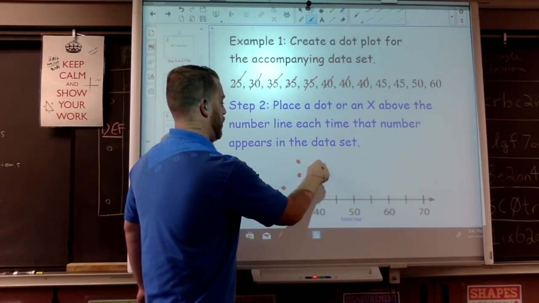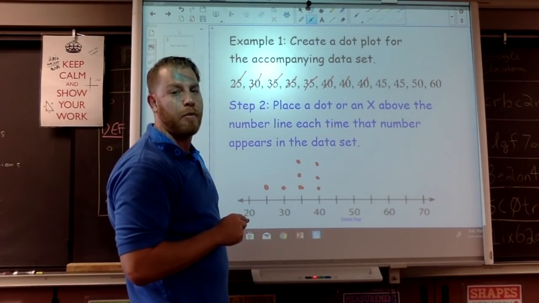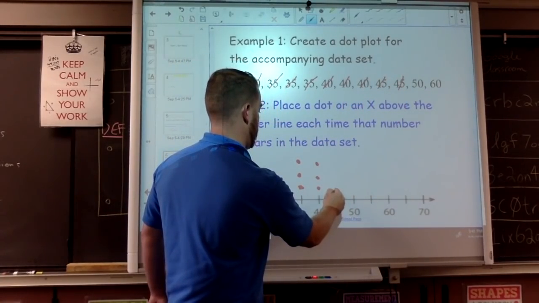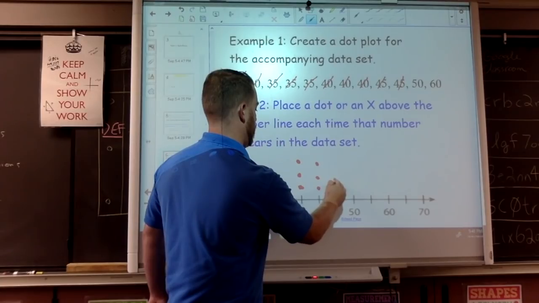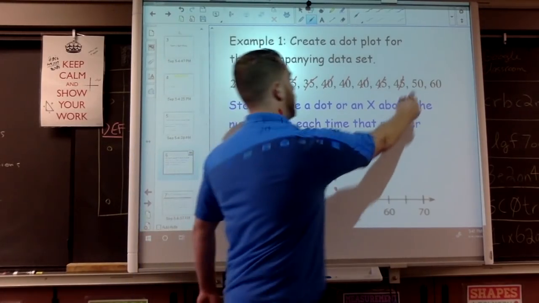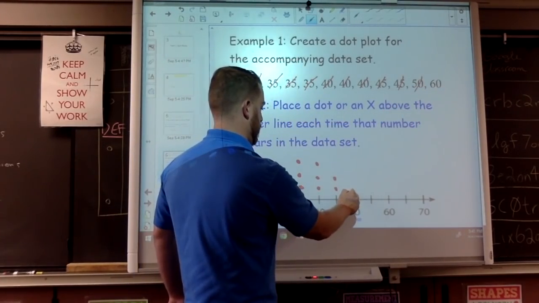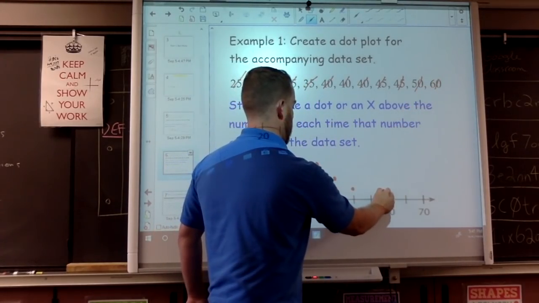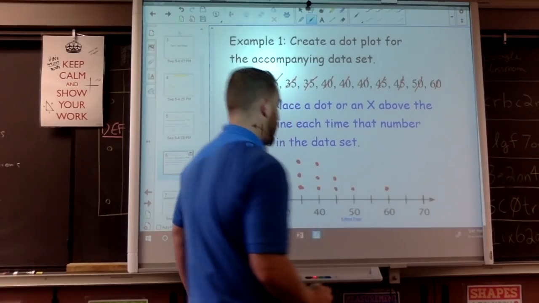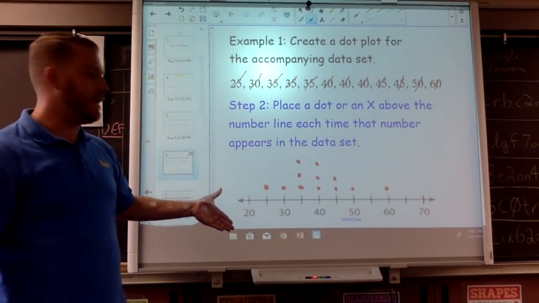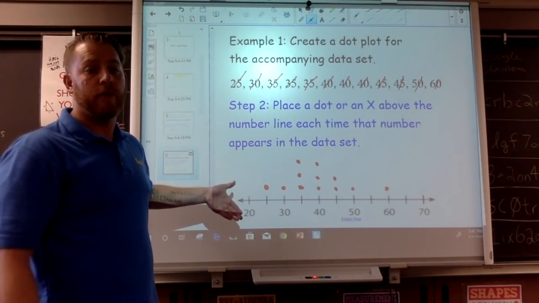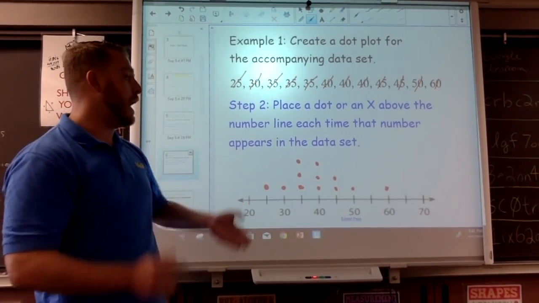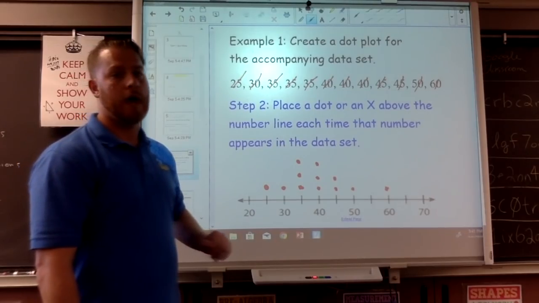1, 2, 3. And we're going to continue on with that process. 1, 2 45s. 1, 2. There is a 50. And a 60. All right, so there you have it. There is our fully completed dot plot. And remember, if you want to use X's, that is okay. I like to use dots, so that's why I use dots.